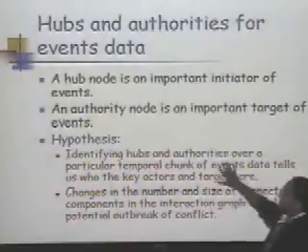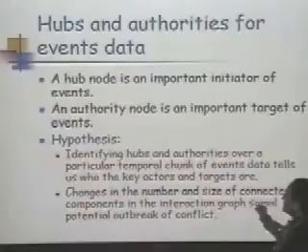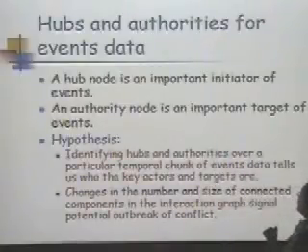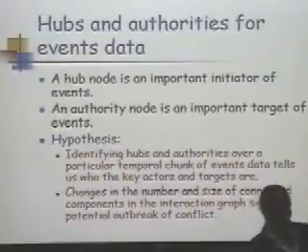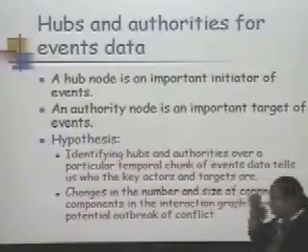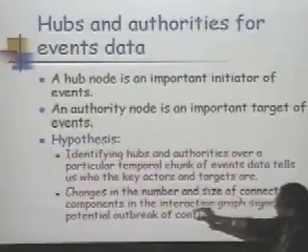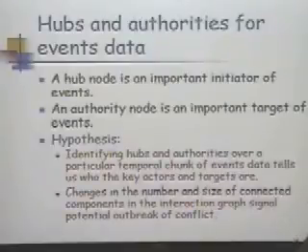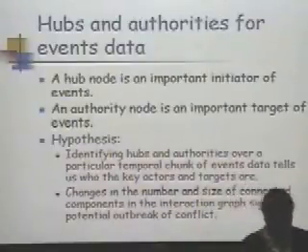And here are the two hypotheses we have substantiated. In the interest of time, I'll just tell you the hypotheses. If you identify hubs and authorities over a particular temporal chunk of events, it tells you who the bullies and the bullied are with 100% accuracy. That's not surprising. You actually have the event data. But what's surprising is, by looking at the changes in the number and size of connected components in the interaction graph, you can actually understand when significant conflict might break out.